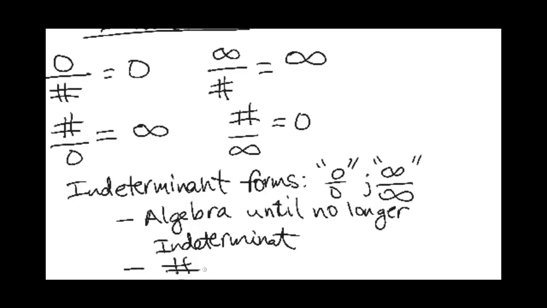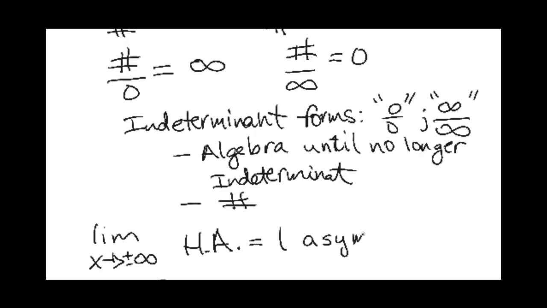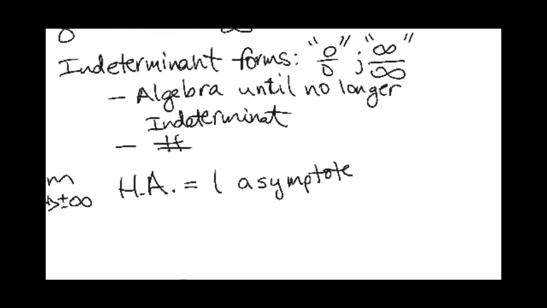You can use the limit as x approaches plus or minus infinity as you get really large and really small in your x values to find your horizontal asymptotes. And you'll always get one asymptote if there's no square root, and you should get two asymptotes if there is a square root.